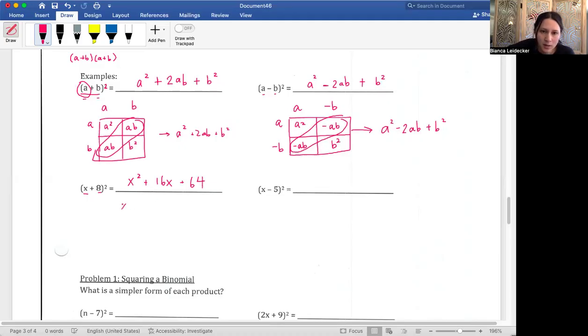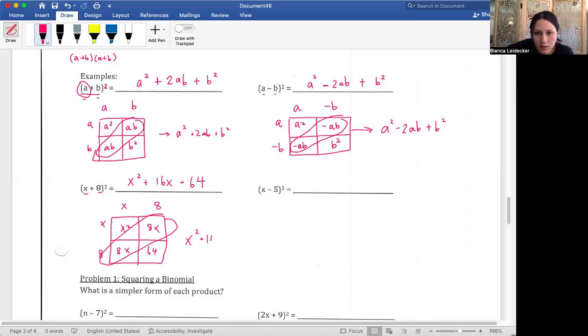Let's check with our box method. If as I'm working this out you're still having a hard time working this out without the box method, just do the box method. There's really nothing wrong with it. This would be 8x. This would be 8x. And then 8 times 8 would be 64. 8x plus 8x is 16x. That matches with our answer up here.